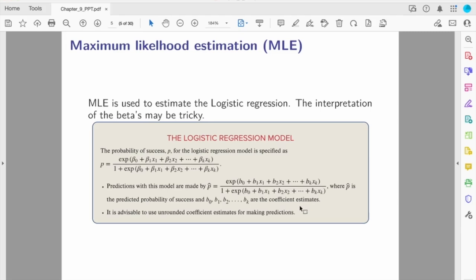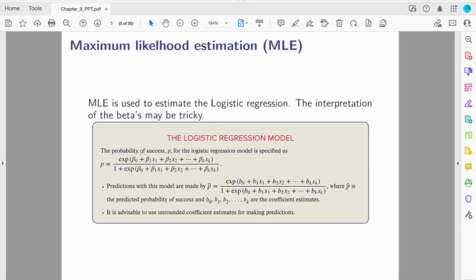One technique that we use to solve classification problems is logistic regression. Logistic regression is one of the techniques to do this, because we have many other techniques to solve classification problems. What is the method we use to estimate the logistic regression? If you remember, for linear regression analysis, we used the ordinary least squares method. But for logistic regression, we're going to use something called maximum likelihood estimation. And the interpretation of the betas may be tricky here, so let's go over this.